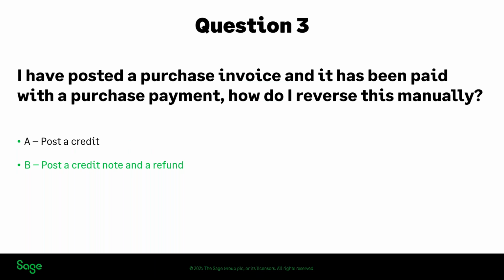Question 3, I've posted a purchase invoice and it has been paid with a purchase payment. How do I reverse this manually? So there are automatic options for that one. You could work through the wizard. But the correct answer from these two is option B. You would post a credit note. Credit note would cancel the effects of the original purchase invoice. And then you would post a refund, which would reverse the effects of the purchase payment. So essentially show that money coming back into your relevant bank account.